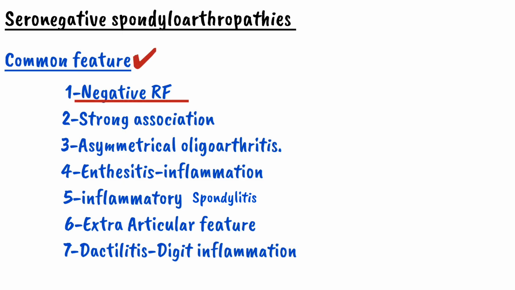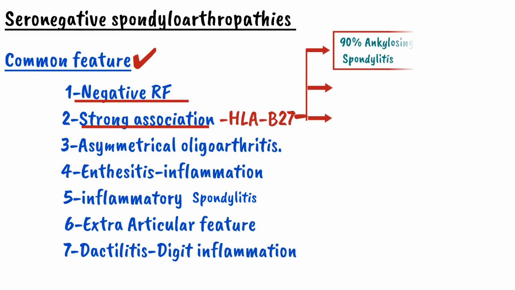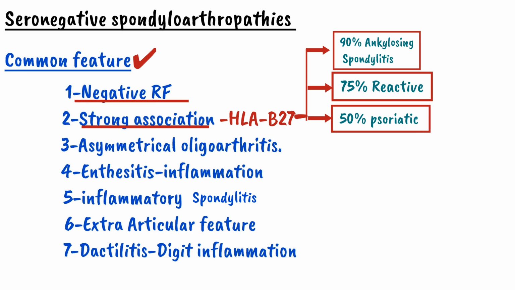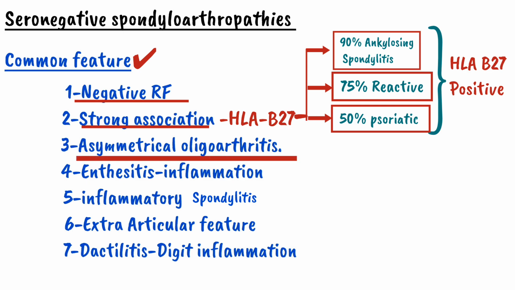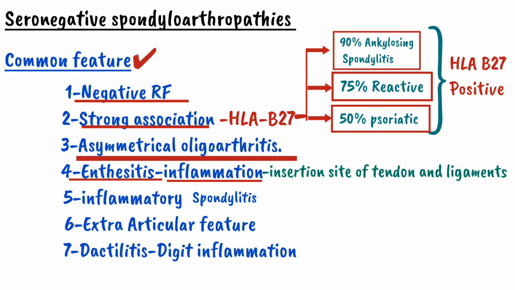They will show a strong association with HLA-B27. About 90% of cases of ankylosing spondylitis, 75% of cases of reactive arthritis, and 50% of cases of psoriatic arthritis are HLA-B27 positive. Apart from that, there will be an asymmetrical oligoarthritis. Asymmetrical means that only one limb will be involved, and oligoarthritis means that 2 to 4 joints are involved. They will also have enthesitis, which is the inflammation at the insertion site of a tendon and ligament.